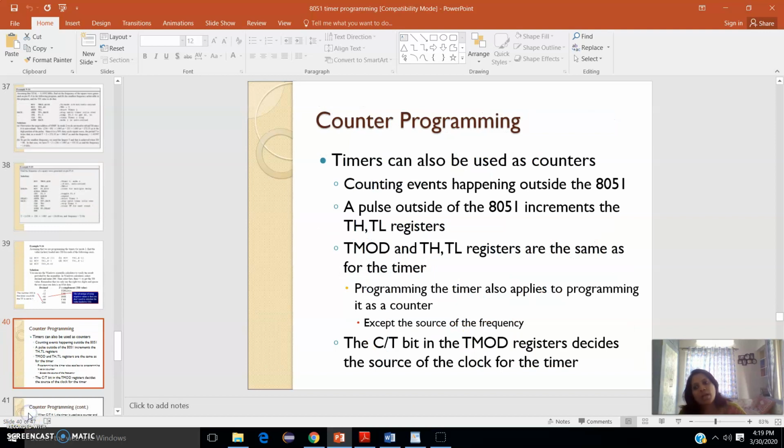Now the timer can be used for counter programming also. If you want to use it as a counter, you need to set the C/T bit as 1. So the C/T bit in the TMOD register decides the source of the clock for the timer.